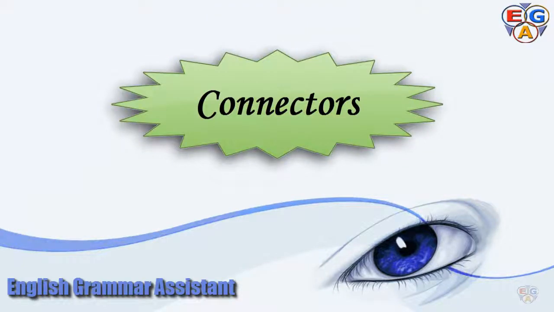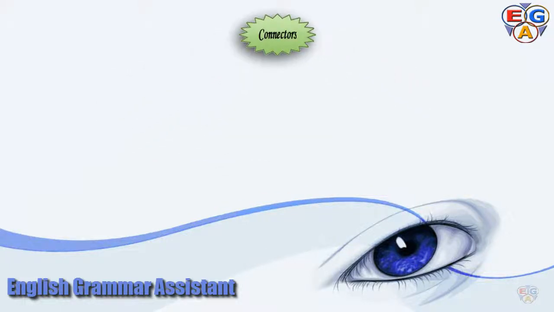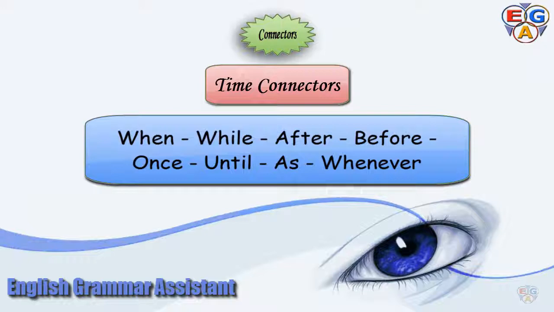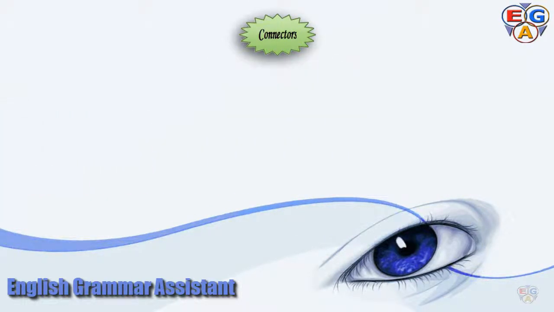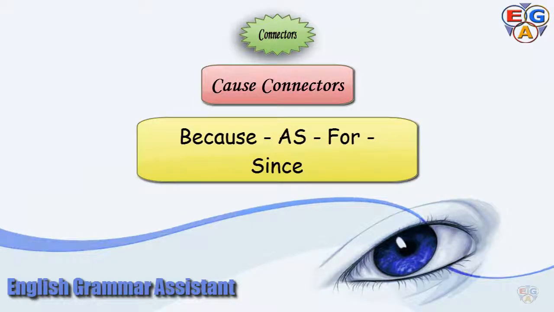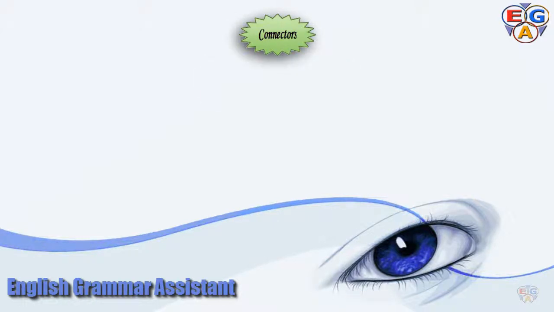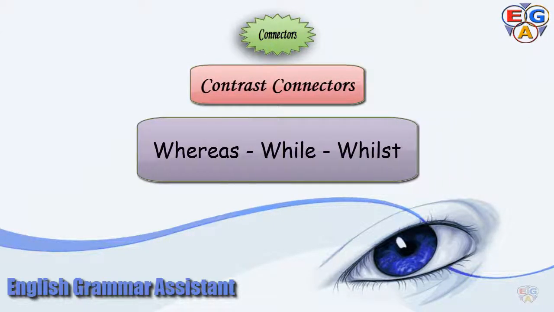Connectors of adverb clauses. Time connectors: when, while, after, before, once, until, as, and whenever. Cause connectors: because, as, for, and since. Contrast connectors: whereas, while, and whilst.